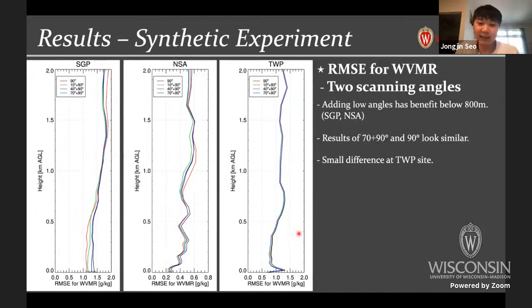And these are the RMSE for water vapor mixing ratio. And also we can see that adding low scanning angles has benefit near the surface from single zenith. And also the result of 70 plus zenith and zenith look similar. And also there is small difference at TWP site.